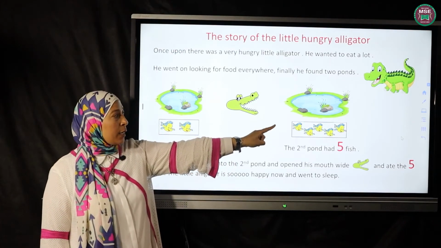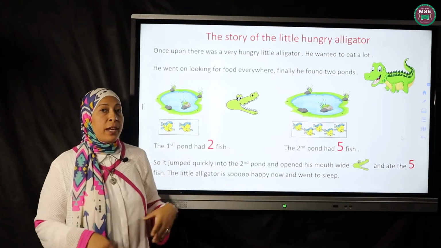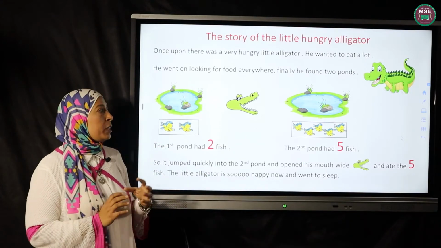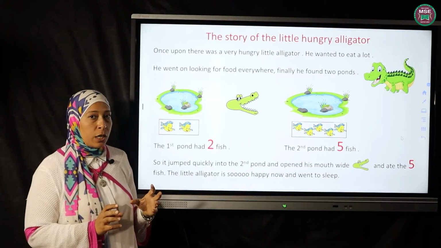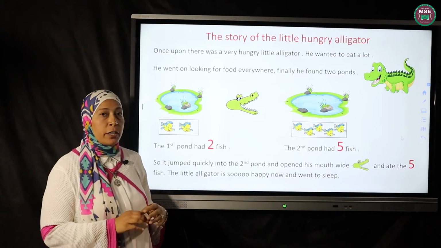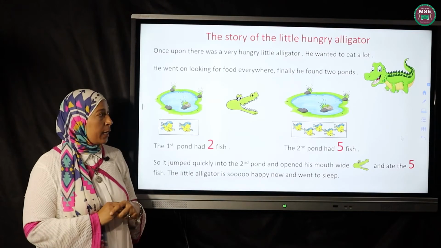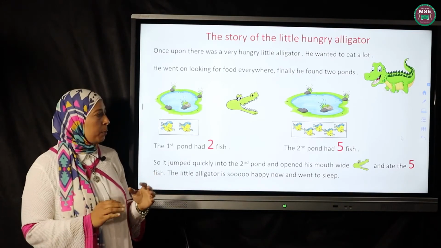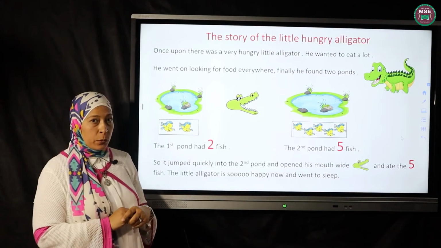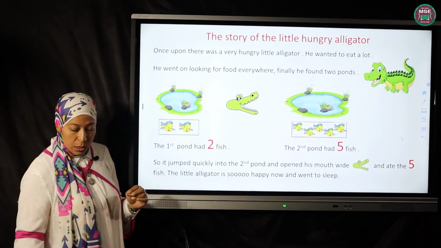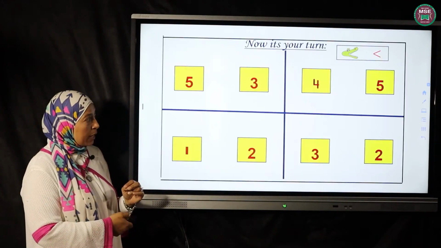So always, KG2, know that when the alligator is hungry, he wants to eat more. So he opens his mouth to the bigger number of fish he can find to eat. He likes to eat too much because he is always very hungry. How can we do this? It's your turn now to do it. I will show you. Let's go to the next page.